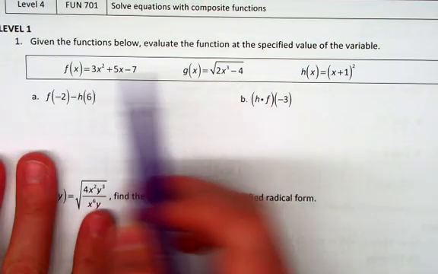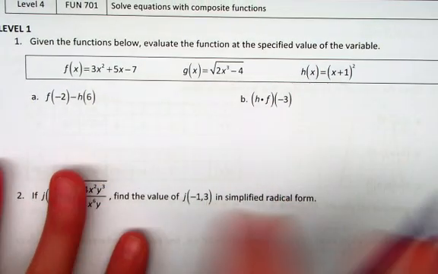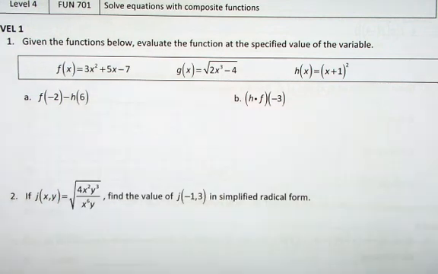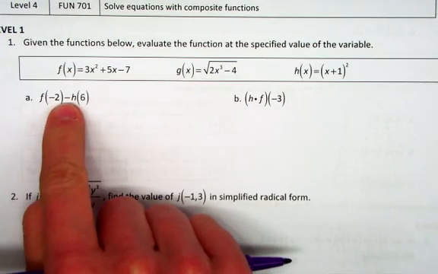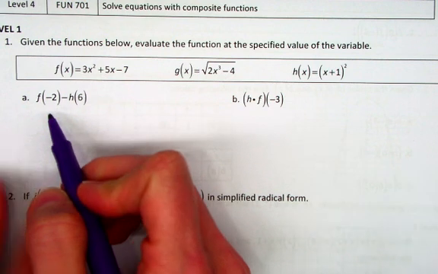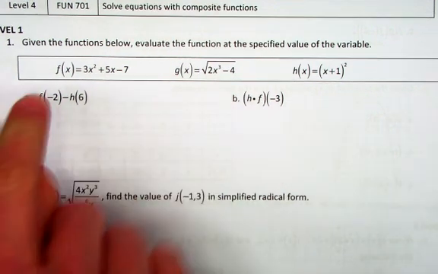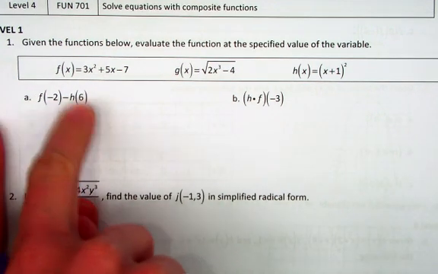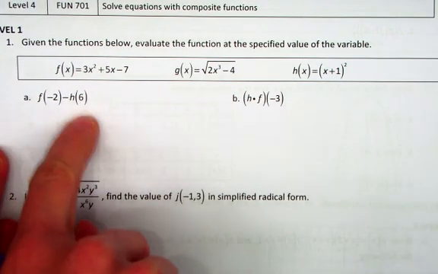We have three functions, f, g, and h. And here we're doing operations on the function. So what that means is here I'm finding the difference of two of them, here I'm multiplying, and so on. So for this particular one, I need to evaluate and figure out what f of negative 2 is, and then I'm going to subtract negative h of 6.